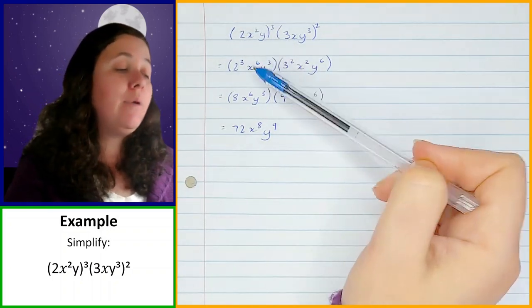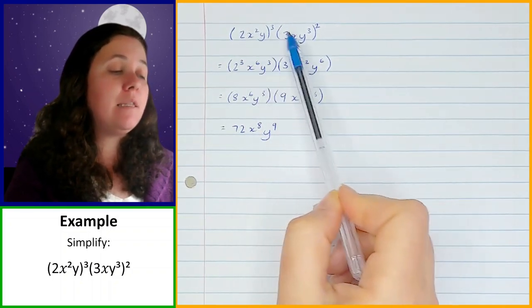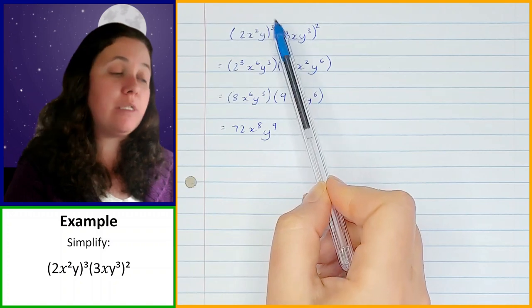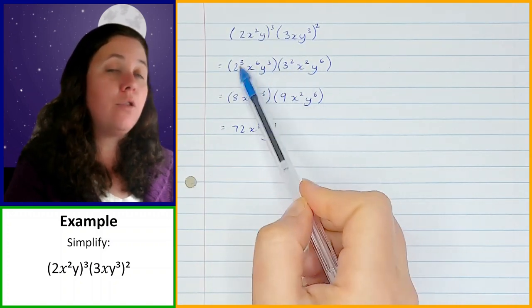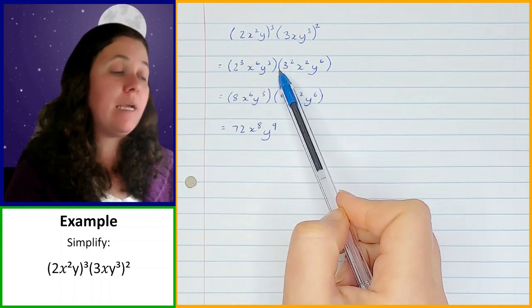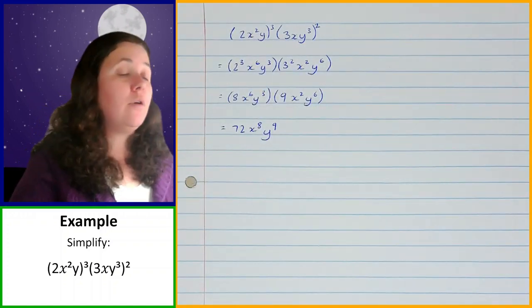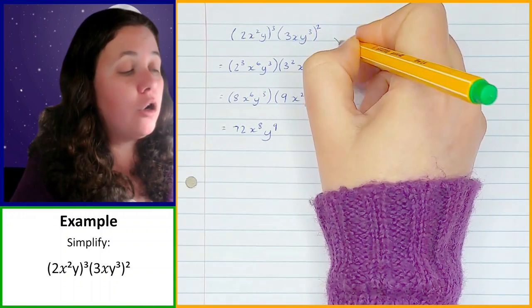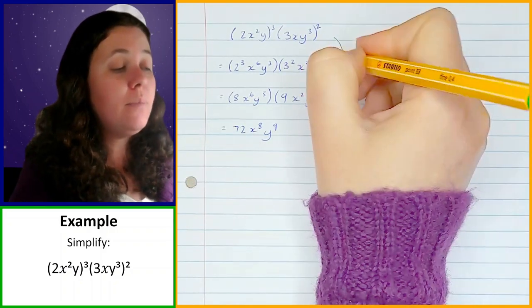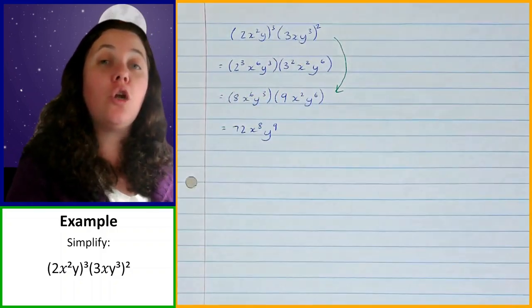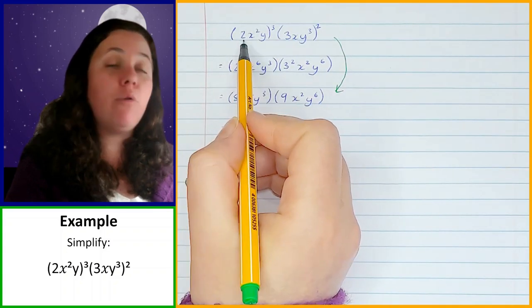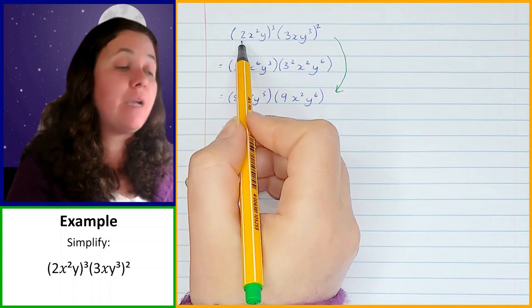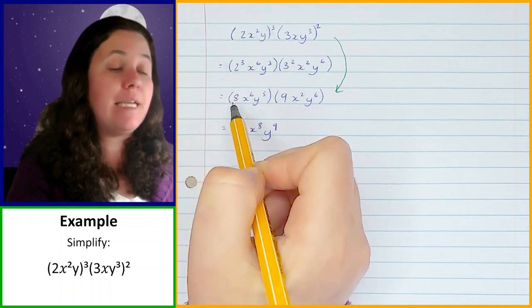So remember, you need to first raise the things inside the brackets to their exponents that are outside the brackets. Then we need to simplify those numerical factors. Okay, now you can go straight from there to there. You can skip out the step, so long as you remember that you're not multiplying 2 by 3, you are raising 2 to the power of 3. So you can work out 2 to the power of 3 is 8 straight away.